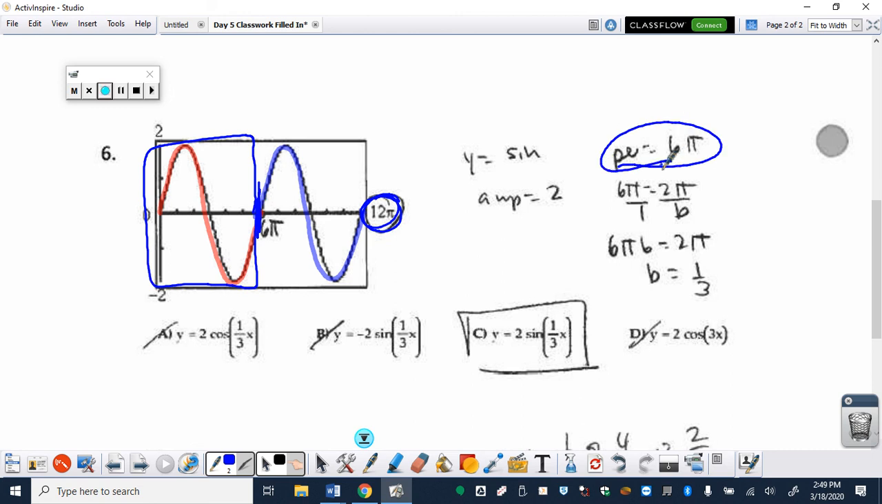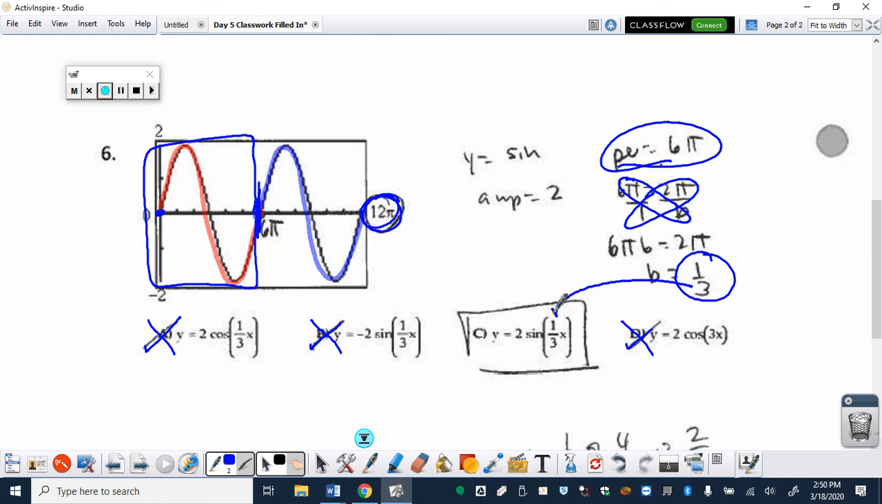We set 6 pi equal to 2 pi divided by b, cross multiply, and we get that b is equal to 1/3. With multiple choice questions, we do use our process of elimination. First of all, since we started at 0, we're going to cross out the 2 cosine choices. It's not a reflection, so it's not choice B. So just by process of elimination, we did get choice C.